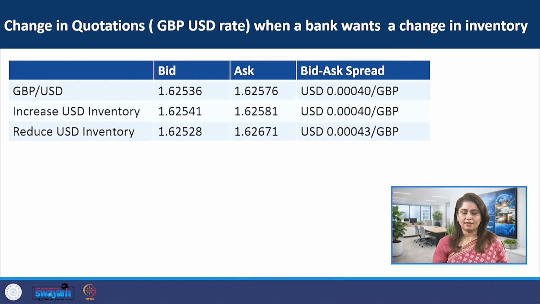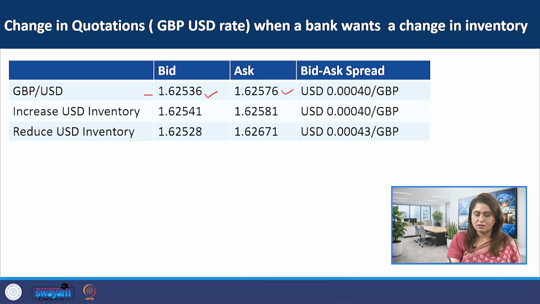Now let us understand how the bank changes its inventory by changing the quotations. Let us say the GBP/USD quotation earlier was 1.62536 for the bid rate and 1.62576 for the ask rate. Now suppose the bank wants to increase its USD inventory, it will increase its bid rate and it will also increase its ask rate. Now, how is the inventory going to be increased?